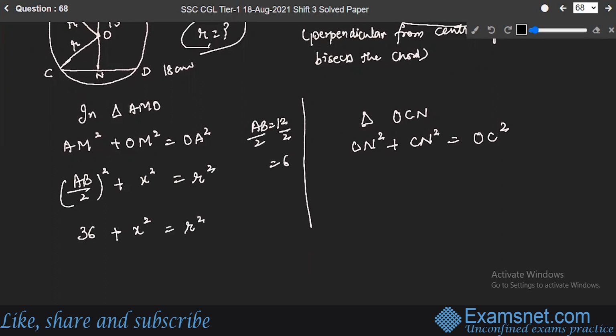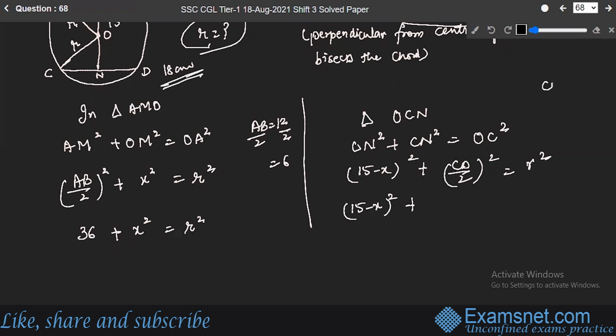Similarly, ON was 15 minus X. CN square is (CD by 2) square, and OC is R. So (15 minus X) square plus (CD by 2) square equals R square. What was CD equal to? CD was 18. So 18 divided by 2 is 9. 9 square is 81, so it is equal to R square.